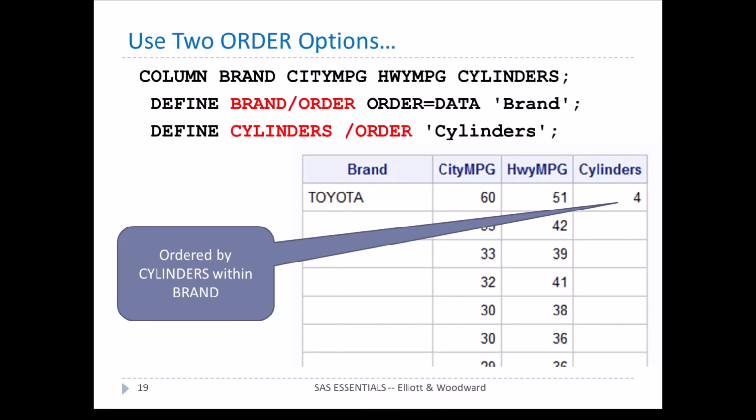And we see the results here, where Toyota is the first one in the data set, and then the first listing is Toyotas with 4 cylinders, and then it'll have the Toyotas with 6 cylinders and so forth, and then it'll go to the next brand.